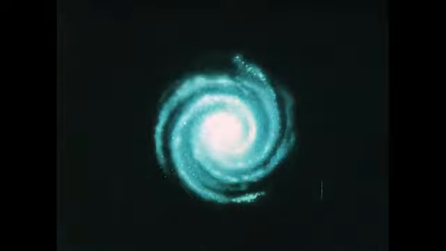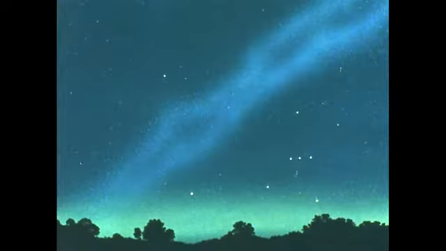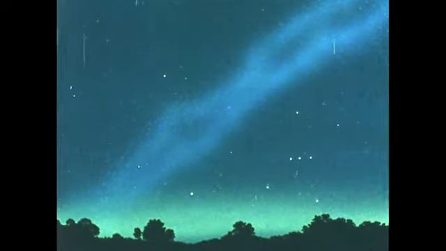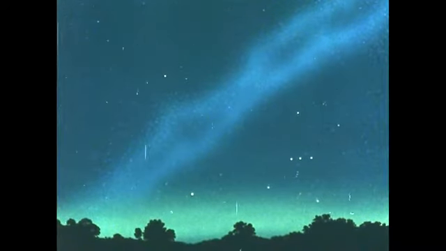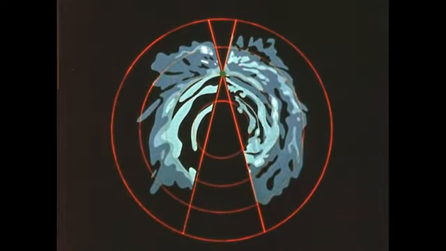Our galaxy is a typical spiral, containing about 100,000 million stars distributed along the spiral arms and in a dense concentration at the central nucleus. When we look at the night sky, we see this multitude of stars as a faint band of light, which we call the Milky Way. The techniques of radio astronomy have been used to map the spiral structure of the Milky Way system.